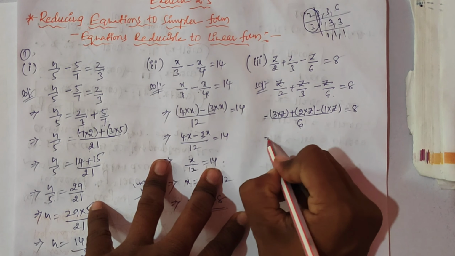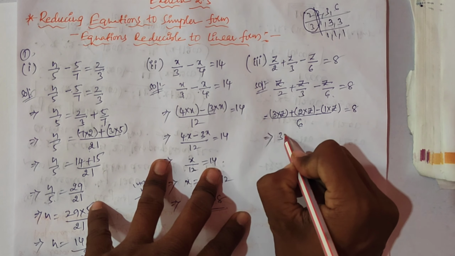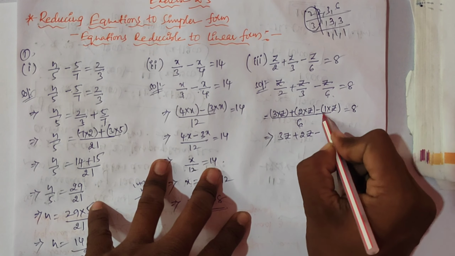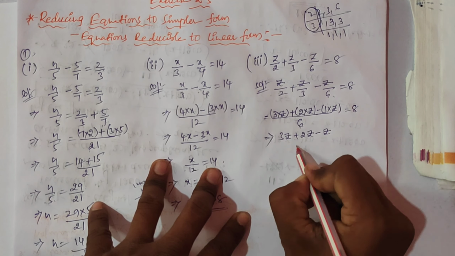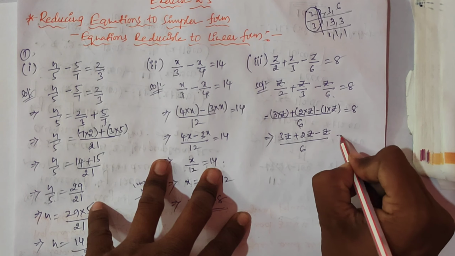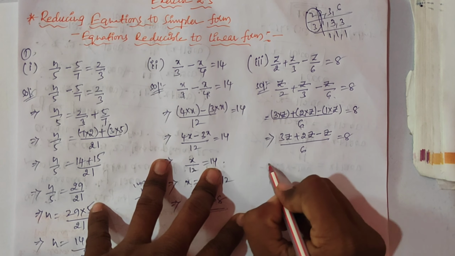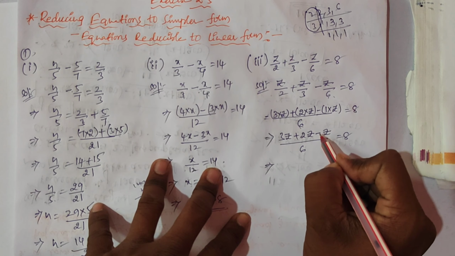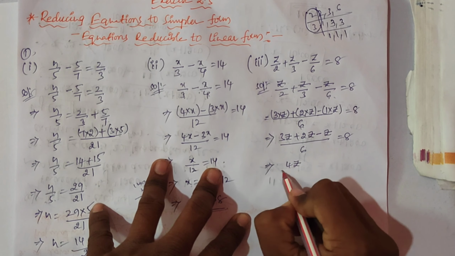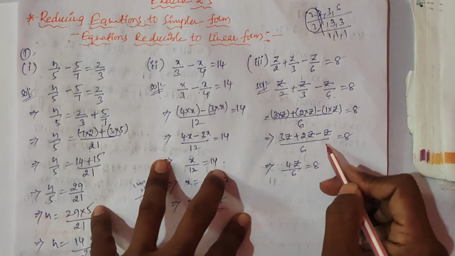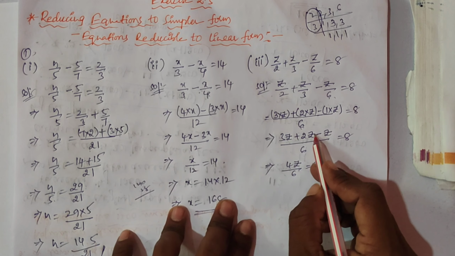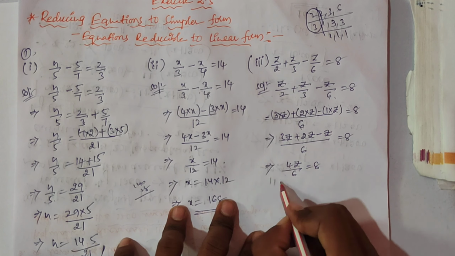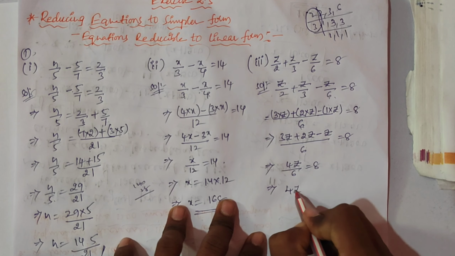Clear? This implies 3 into z is 3z plus 2 into z is 2z minus 1 into z is 1z, by 6 is equal to 8. Okay, this implies 3 plus 2 is 5, 5z minus 1z, nothing but 4z by 6 is equal to 8. Because all these are like terms, first I am adding, then we are subtracting. 3 plus 2 is 5, 5 minus 1 is 4. This implies 4z is equal to what?